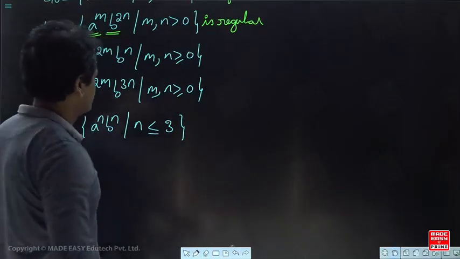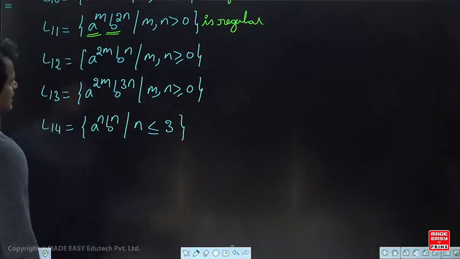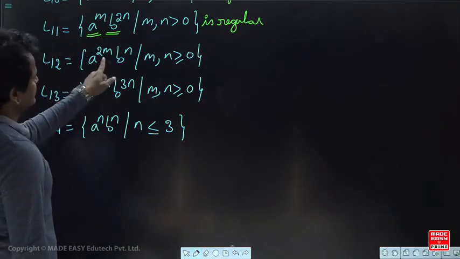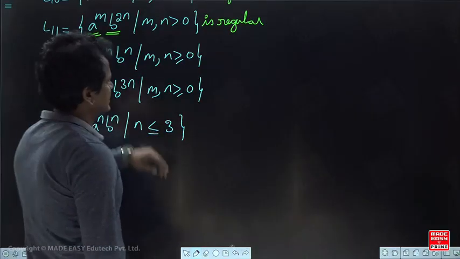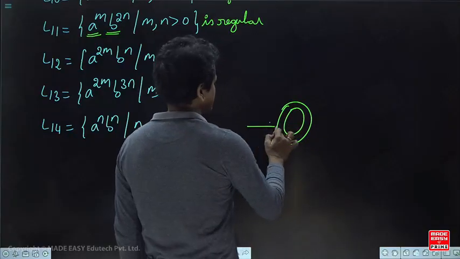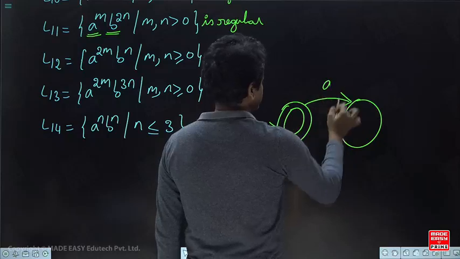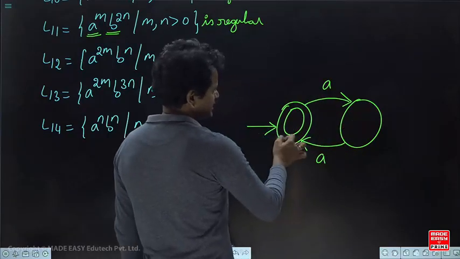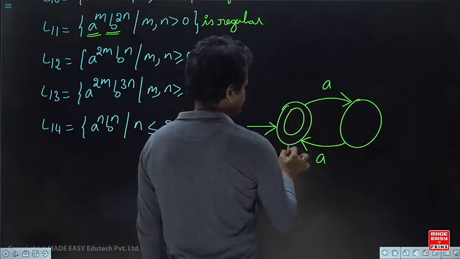A power 2m, B power n, m, n greater than or equal to 0. That means the minimum m, n value is zero, so the smallest string is epsilon, and moreover, an even number of A's followed by any number of B's. Even number of A's, and the smallest thing is epsilon. A's must be even. 1 A, don't accept. 2 A's, accept. 3 A's, don't accept. 4 A's, accept. 5 A's, don't accept. 6 A's, 7, 8. So an even number of A's will be accepted.